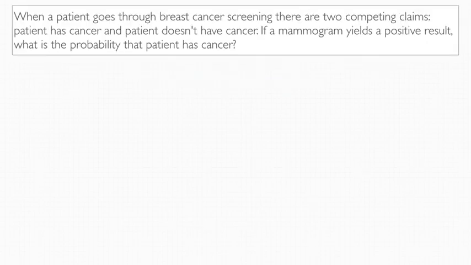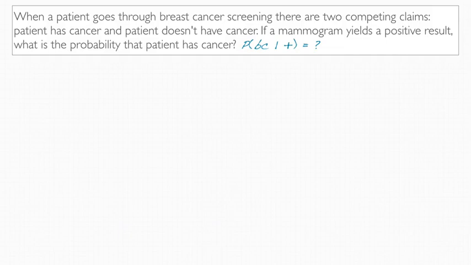When a patient goes through breast cancer screening, there are two competing claims. Patient has cancer and patient doesn't have cancer. If a mammogram yields a positive result, what is the probability that patient has cancer? If we think about this in probability notation, we're being asked to find the probability of breast cancer given that the patient tested positive. And earlier on, we were provided the reverse of this probability, positive given breast cancer. And when we have the conditions reversed, we know that a probability tree might be useful in our calculations. So let's start building that.